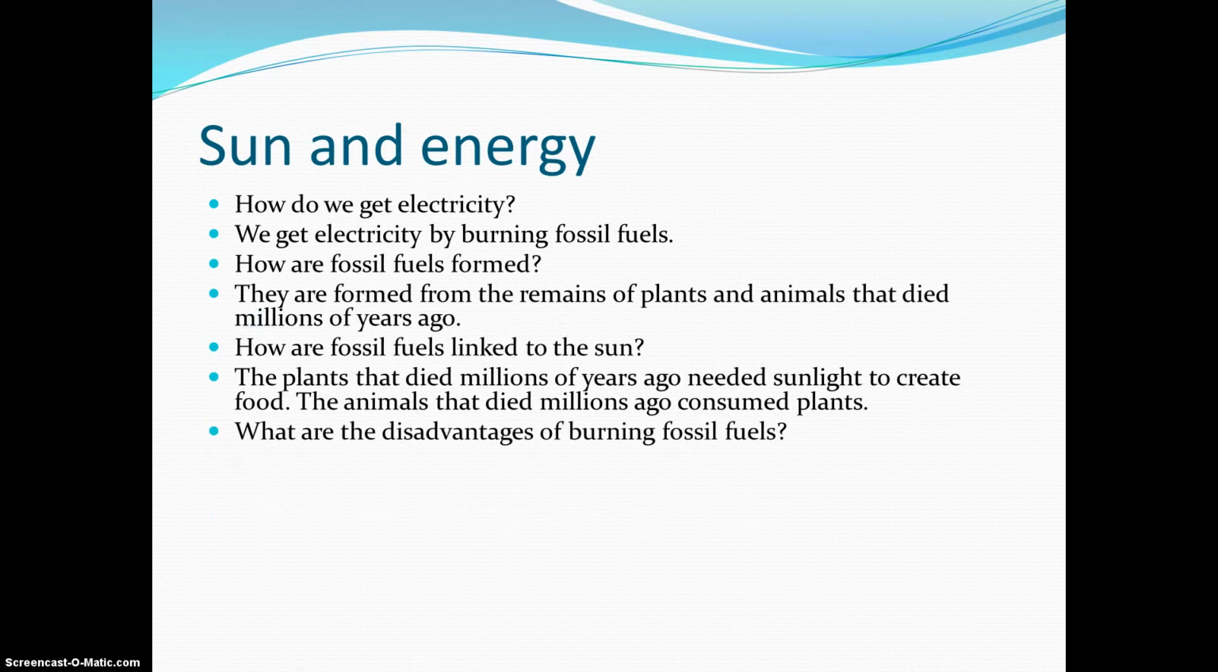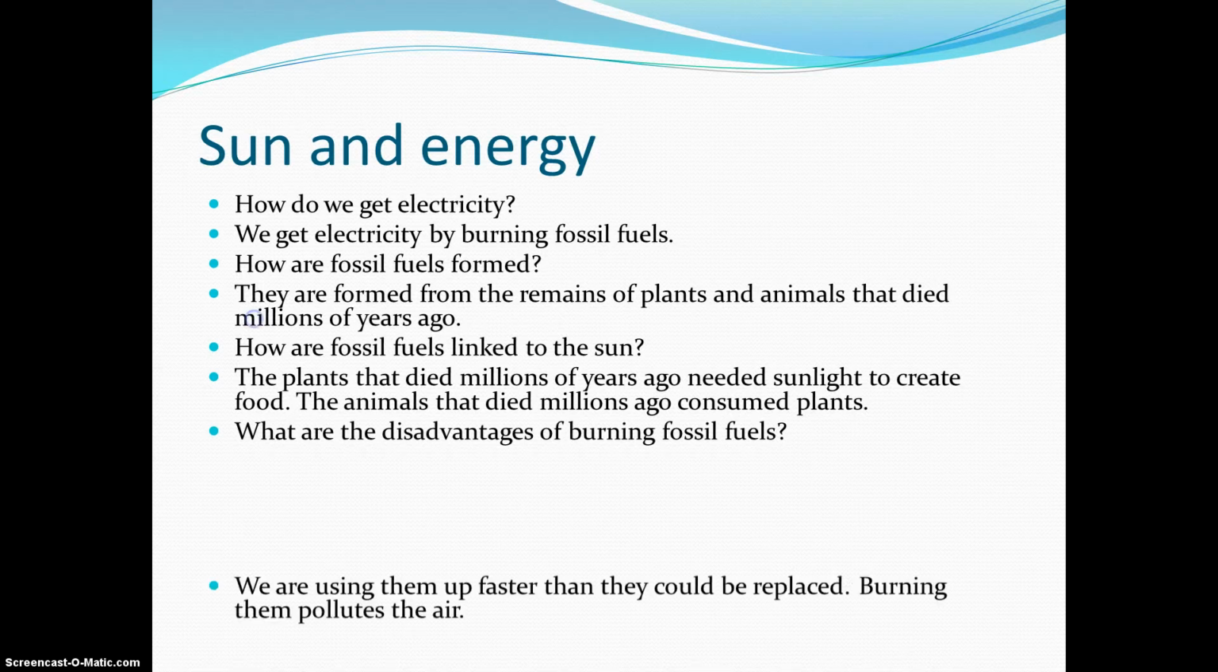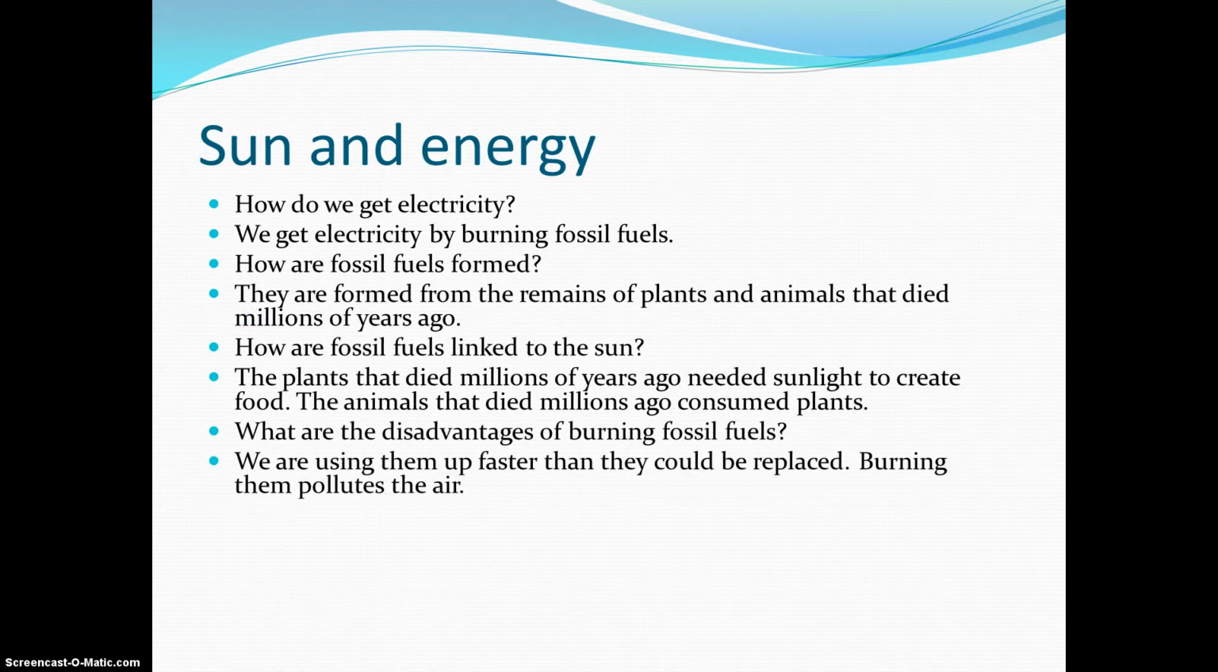What are the disadvantages of burning fossil fuels? We are using them up faster than they could be replaced. Burning them pollutes the air. That's the end of the revision.